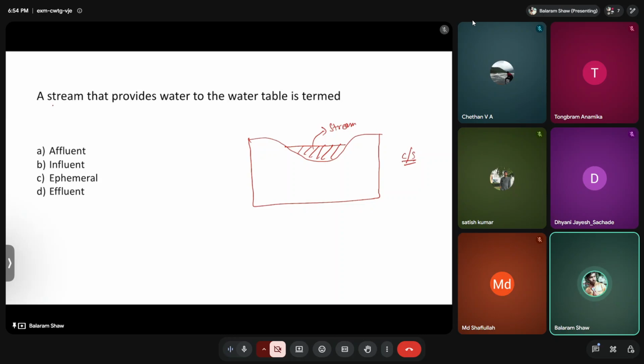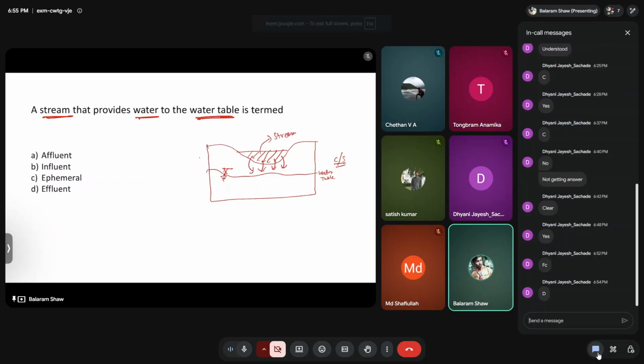and what it is saying, the stream is providing water to the water table. So let's say somewhere here the water table is there, and this stream is providing water to the water table. What do we call this stream? Just now we have discussed, right? Someone said D, right? No. Okay.